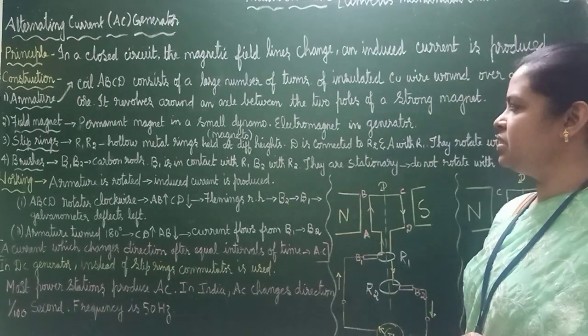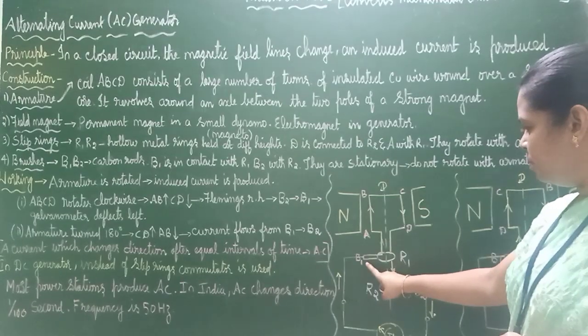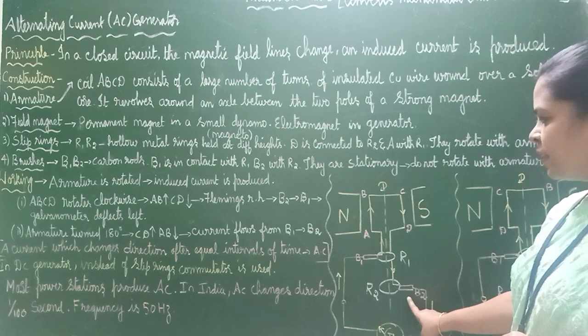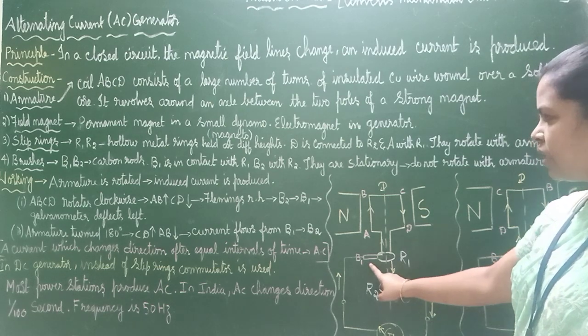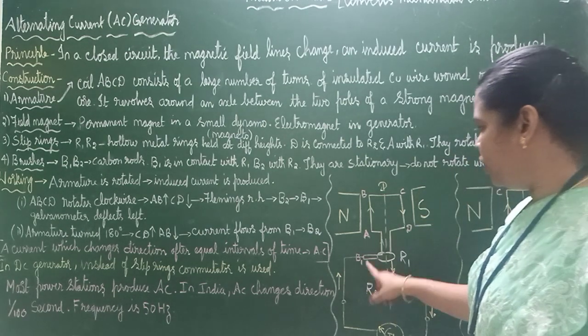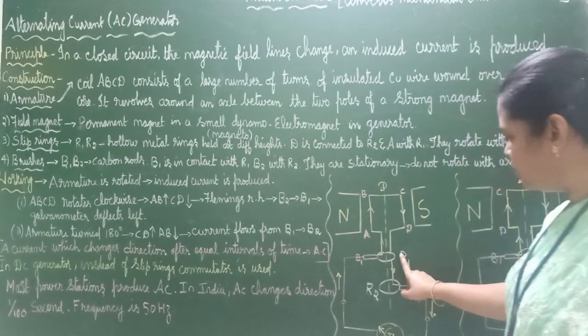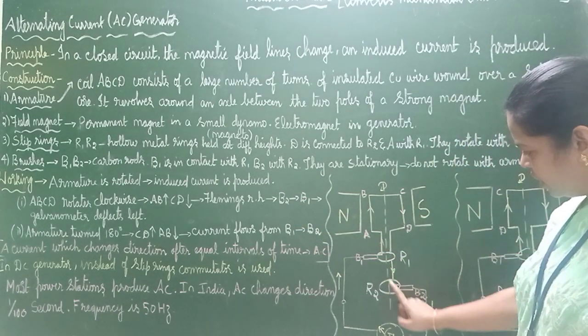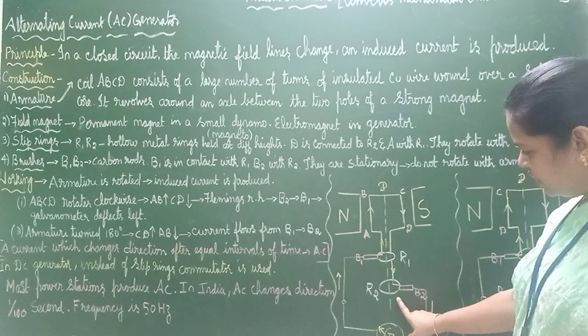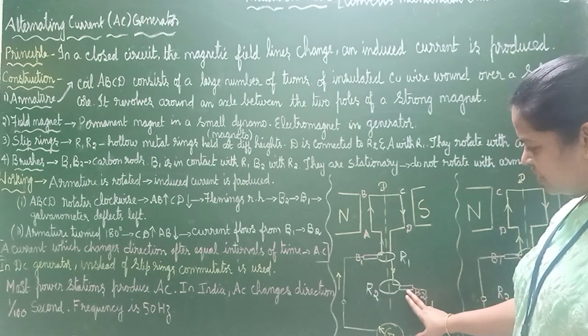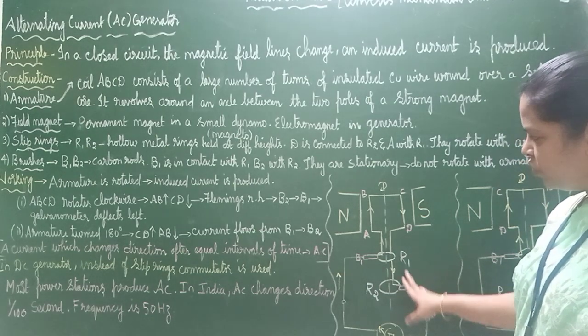Next one is brushes. Two brushes are there, B1 and B2. As we have studied earlier, these are carbon brushes. B1 is in contact with R1 and B2 is in contact with R2. These are stationary. They will not move. Who will move with the armature?